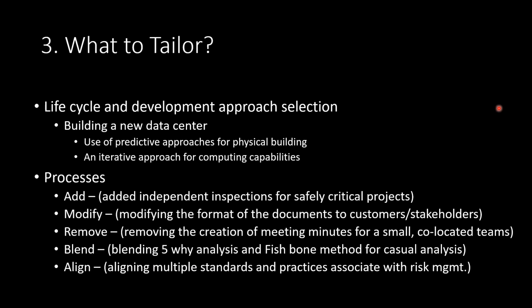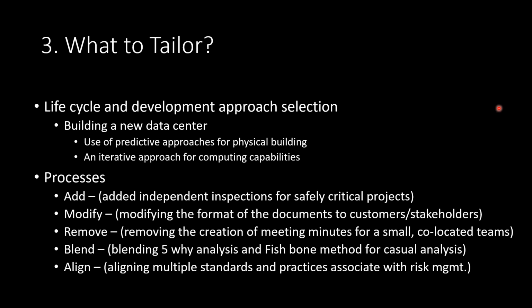What to tailor? We discussed the overview, and we discussed why we go for tailoring. But what are the areas we need to tailor? What are the areas the project manager, or the project management leadership team, should look at? PMBOK 7 talks about at least 5 areas. The first one is life cycle and development approach selection.